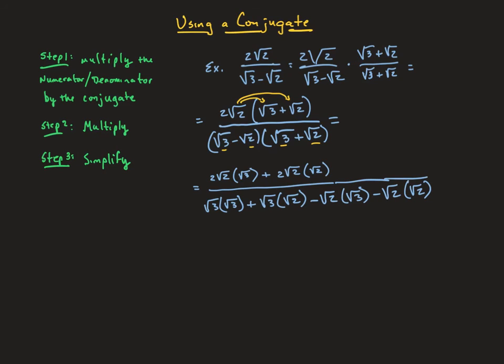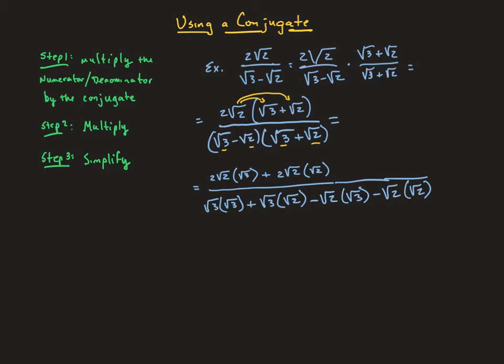So again, square root of 2 times square root of 3 right here, square root of 2 times the square root of 2 right here, square root of 3 times the square root of 3, the square root of 3 times square root of 2, the negative square root of 2 times the square root of 3, and minus the square root of 2 times the square root of 2 right here.